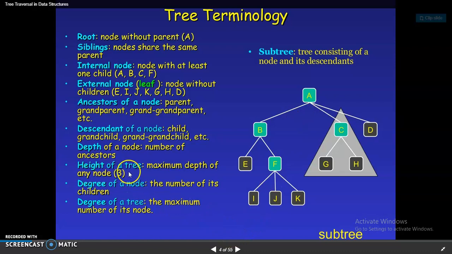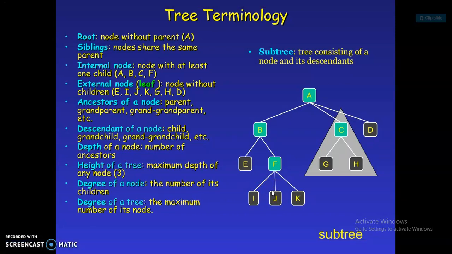Next, height of a tree. Height of a tree is nothing but the maximum depth of any particular node. Once you find all the nodes' depths in the tree, the node which has the maximum depth gives the height of the tree. Here, the maximum depth is for I, J, and K, that is 3, because these 3 nodes have 3 ancestors. So the maximum depth in our example is 3.